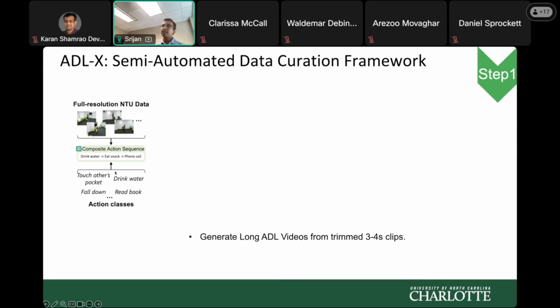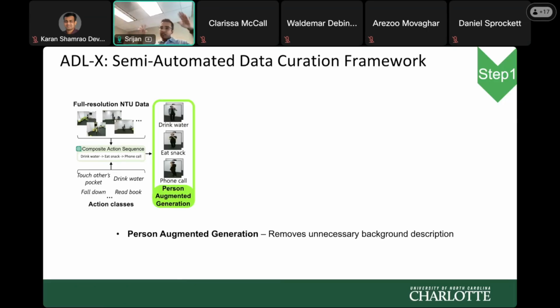First of all, we ask an LLM what are the activities we should concatenate so that it resembles a practical scenario of what a person can do. For example, a person is drinking water and then a person is eating a snack and then a person is doing a phone call. So the sequence of the activities to be performed is given by the LLM. Once we have that, we take these video clips, we do a person detection, and we crop out only the person of interest, because we have to generate some sort of annotations for which we need LLMs or VLMs in the loop.